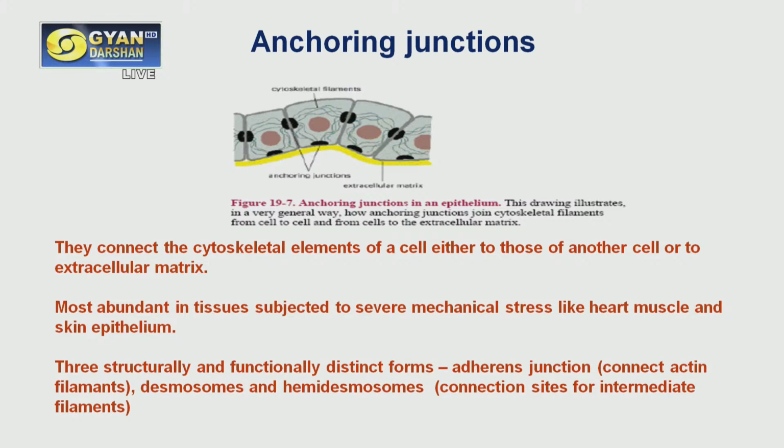Now we come to the third kind of cell junction, which is a bit descriptive, a bit elaborate, a detailed kind of structure. That is the anchoring junctions. Now as I told you, the anchoring junction is a little bit different from the tight junction and communicating junction, because anchoring means anchorage, that is attachment.